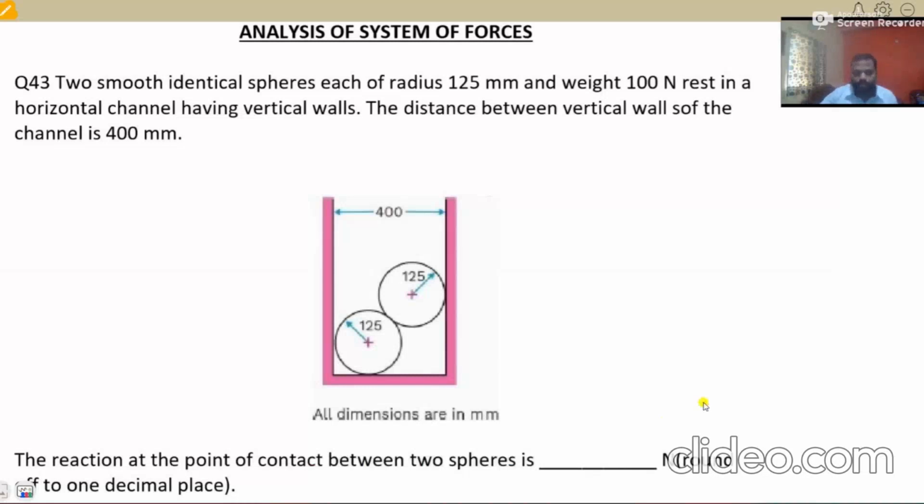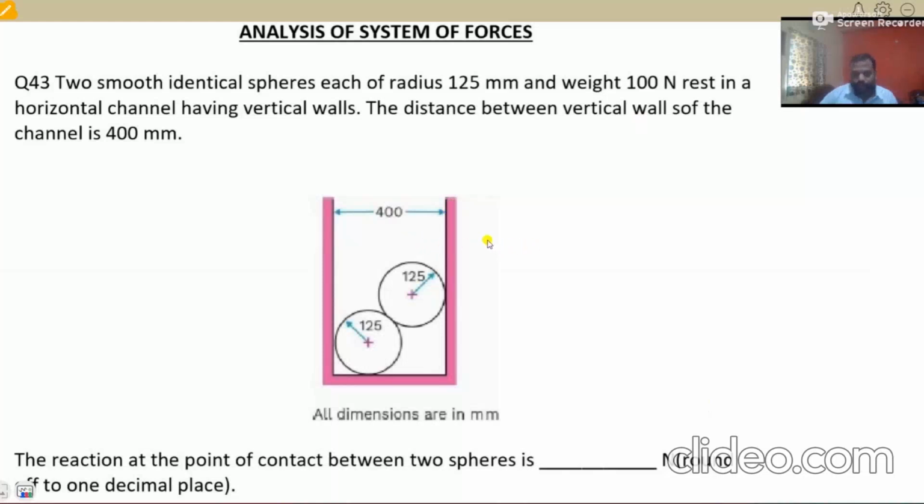Today's question is analysis of system of force. This is a question of engineering mechanics. In this question, we will study how a free body diagram is plotted from the given problem and how to use Lami's theorem. The application of Lami's theorem will be studied. This problem can be solved by two methods: one is Lami's theorem and the other is the equilibrium of forces.